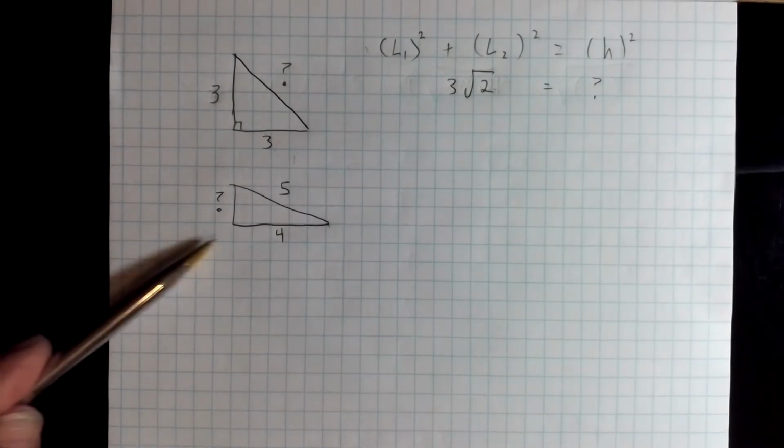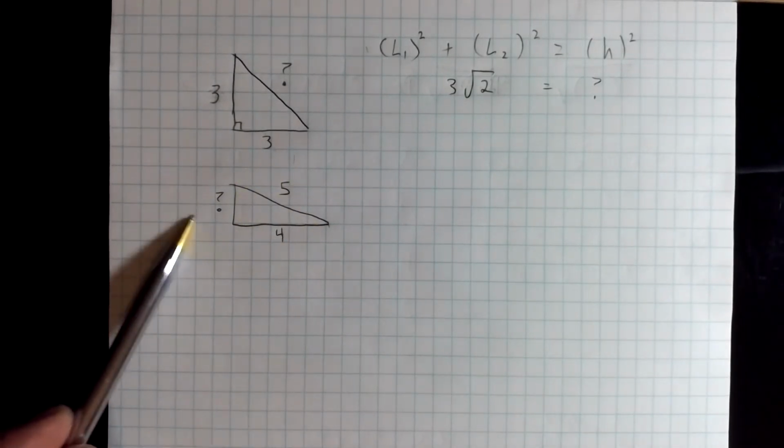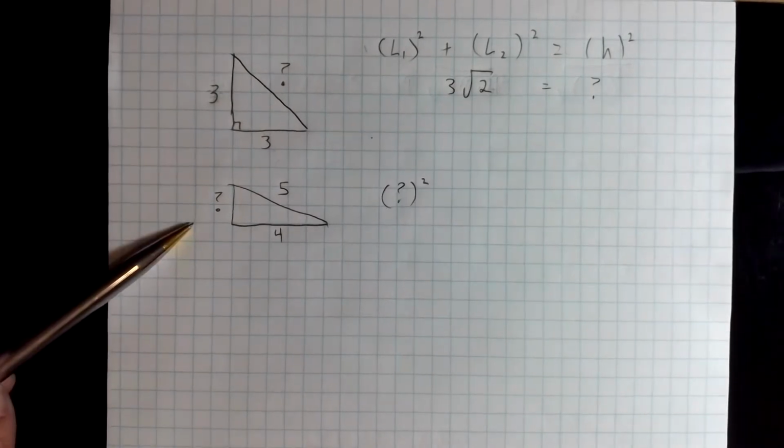Now let's say you're faced with a situation like this where you know the hypotenuse and you know one of the legs, but you don't know the other. So I'm just going to start by what I know.